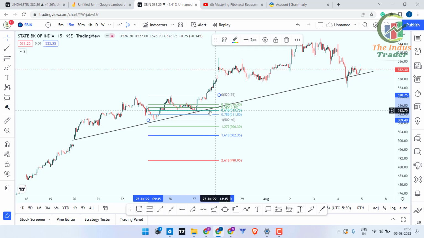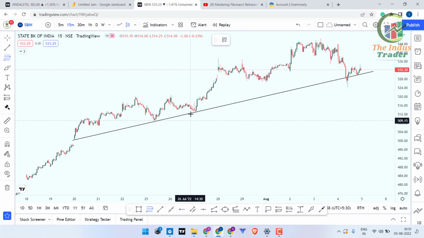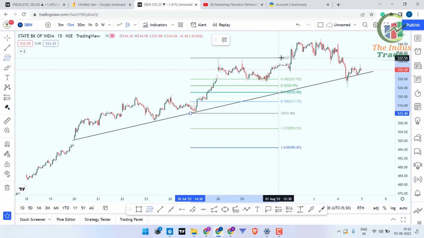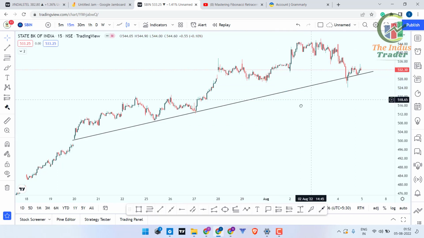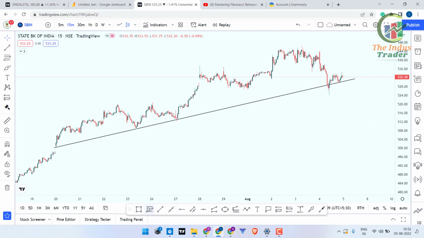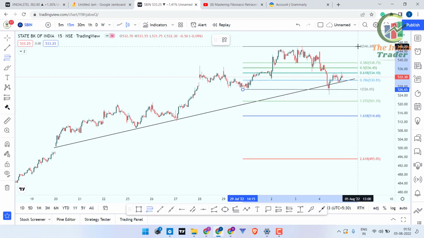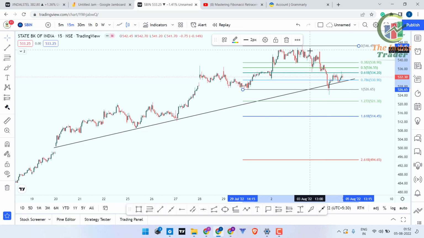If you see, it respected 0.6, and let me apply for the next swing. You can see it respected 0.3, and let me also apply the next swing. If you see the next swing, it has not respected.